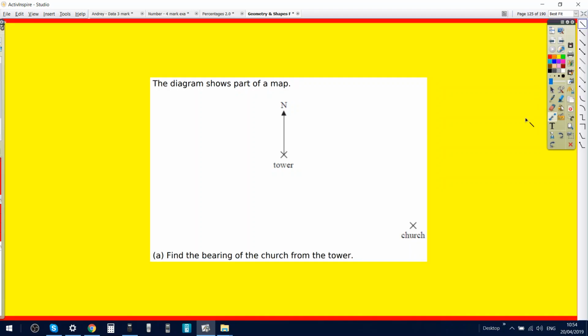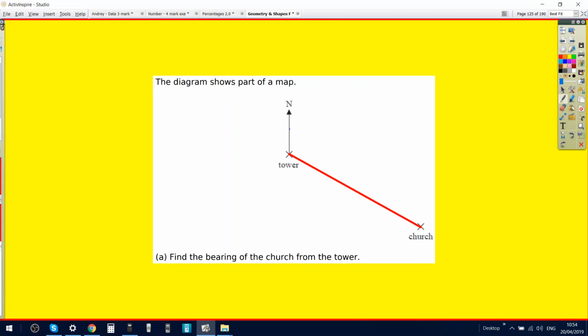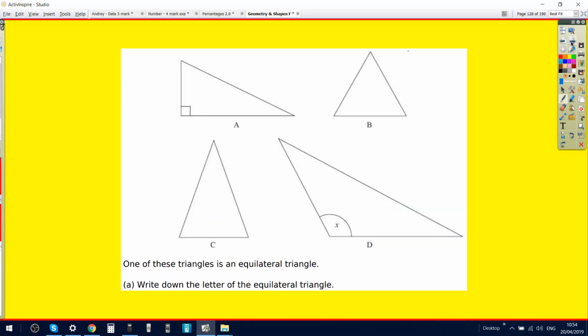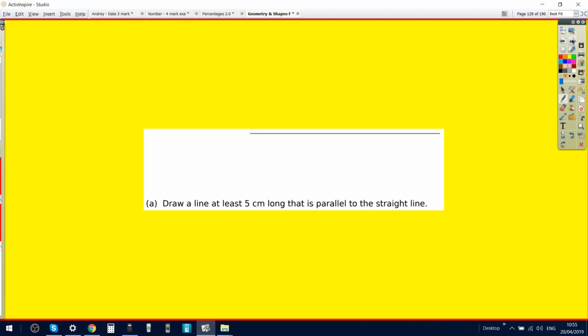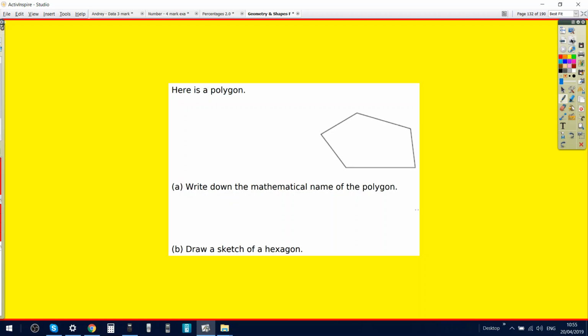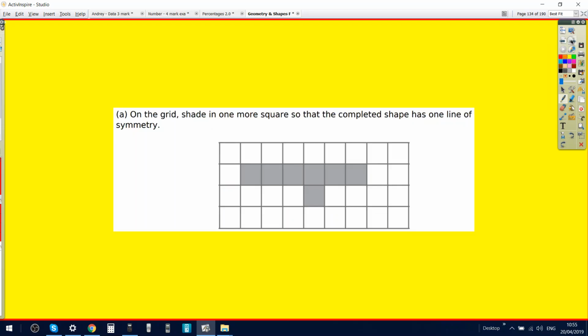So how about this one? You want it from the tower, so you would draw a line to the church and then use your protractor to find the angle. Yeah, from the tower. So it's that one. And they're all the same. Which one is it for this one? One of these triangles is an equilateral triangle. Is it B? Yeah. And that one's alright. We did it. We're fine. Fine.